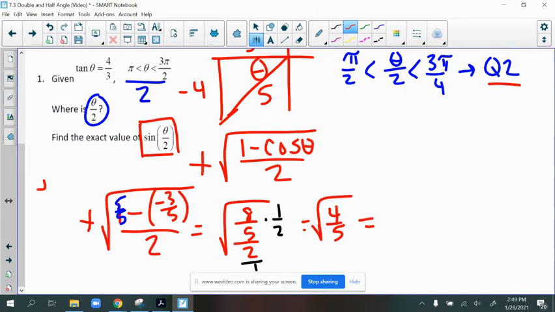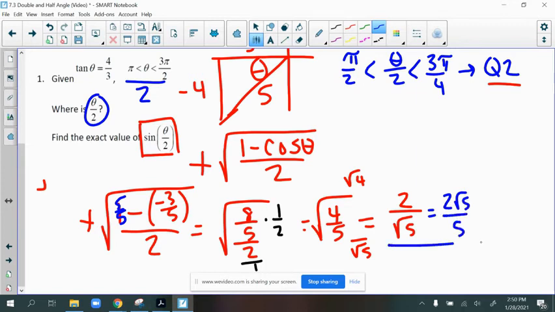If I wanted to go even farther, I could say that this is 2 over root 5, and I did that by taking the square root of the top over the square root of the bottom, and the square root of 4 is 2. And remember what we said, you do not have to rationalize, but if you did, it's your job to know that this is the same answer as before, 2 over root 5 or 2 root 5 over 5. Notice again, it's positive, and that's the half angle.